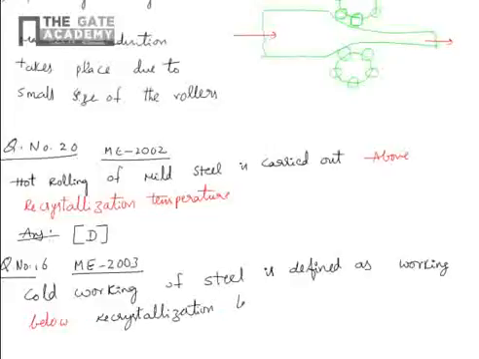So cold working and hot working are very important. It is a simple question about temperature, but they have asked it many times, not only in GATE but in many other public sector exams. And otherwise they can ask about mechanical properties, what will happen to the strength, hardness, brittleness. So next question.